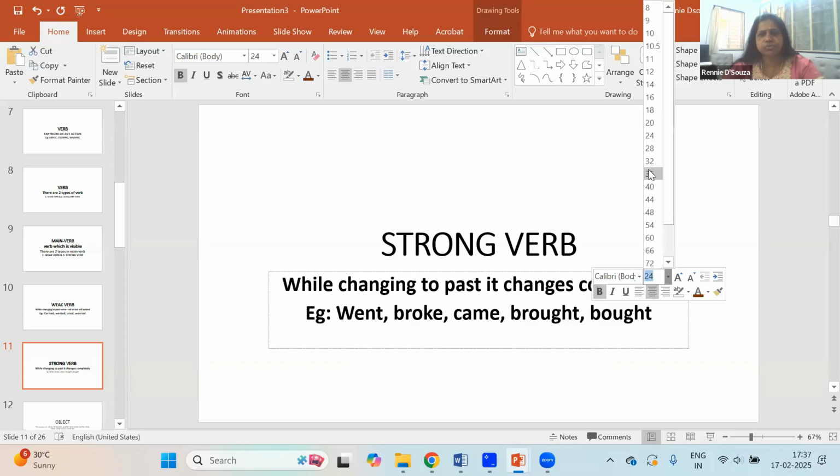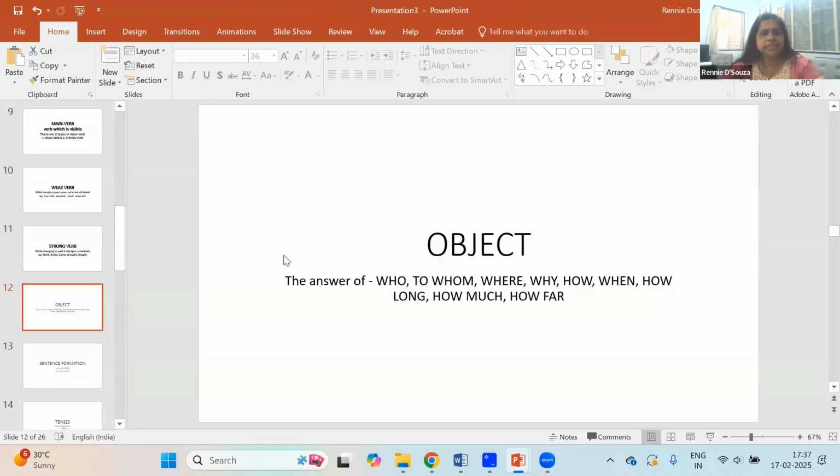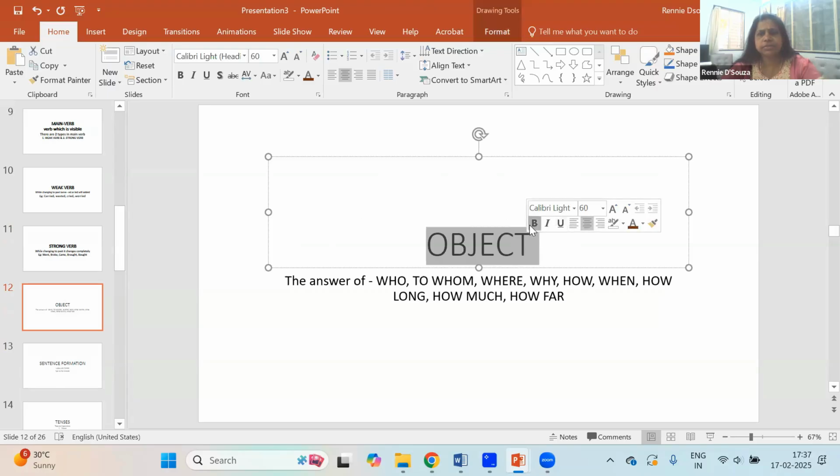So it completely changes and is nowhere connected to the present tense verb. So the form is completely changed. Go became went, break became broke, come became came, bring became brought, and buy became bought. Here the verb is completely changed while going to the past tense. That is why it is called a strong verb.